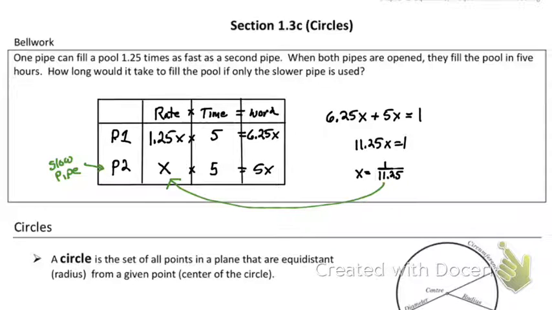Now remember, what these rates are actually saying is they can do one task. This time, instead of task, it is basically one pool per time. That's how rate works. It's like miles per hour: an object per time. So this can fill up one pool in 11.25 hours. So the slow pipe can fill one pool on its own in 11.25 hours.